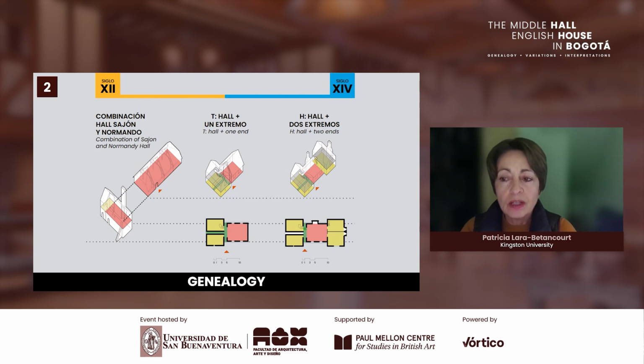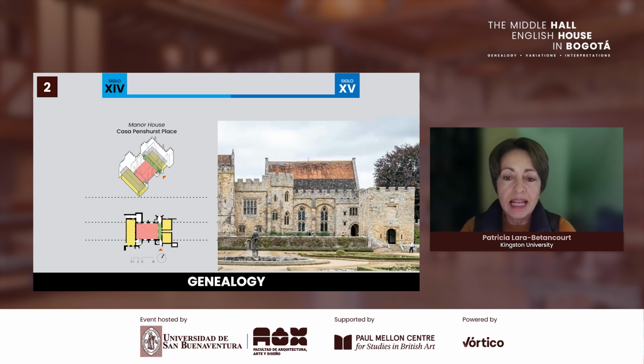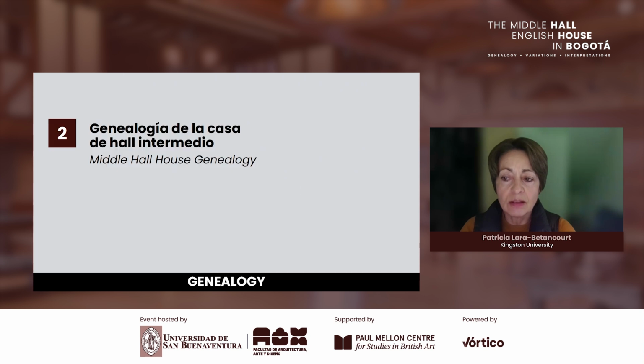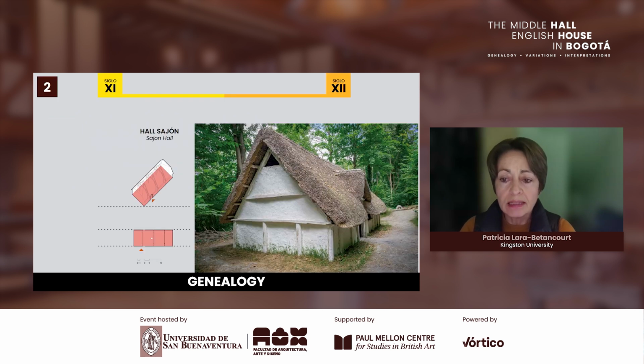The combined model could be seen in a T-shape or an H-shape disposition. It shows the hall in a middle position with one or two adjacent ends. This structure consolidated around the 14th century, both in large and smaller types of houses. Penshurst Place, built in the 14th century, stands out as an example of the large manor house, the dwelling of the lord of the manor, with its middle hall. Banquets, ceremonies, and celebrations were held in its great hall, where a new social class reveled in its economic and political power.